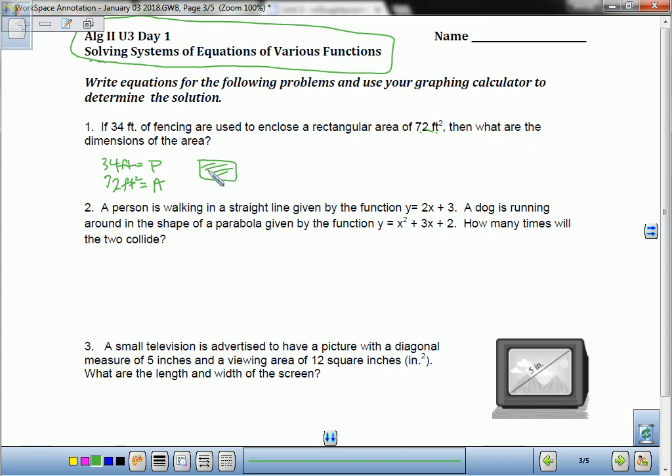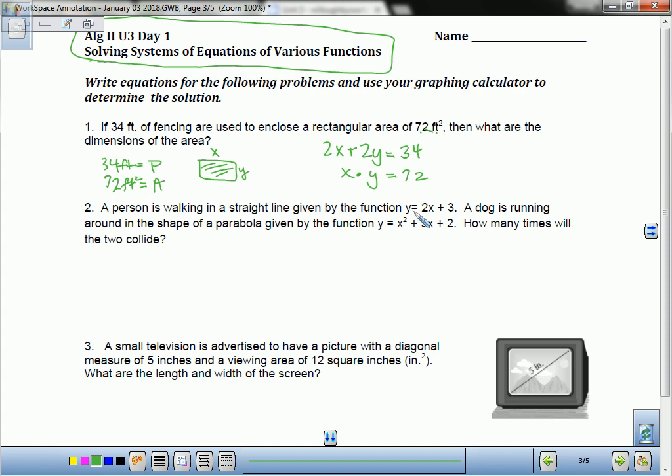So when we do this in terms of the two dimensions that we do not know, they are x and y. So perimeter is 2x plus 2y, and that equals 34. Area is length times width, which is x times y, and that equals 72. And then we have a system we can solve.